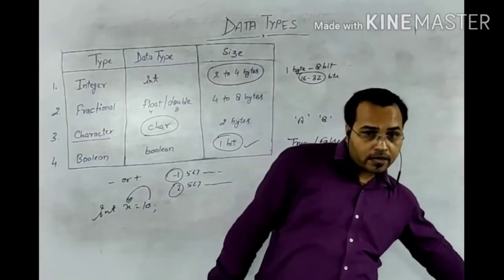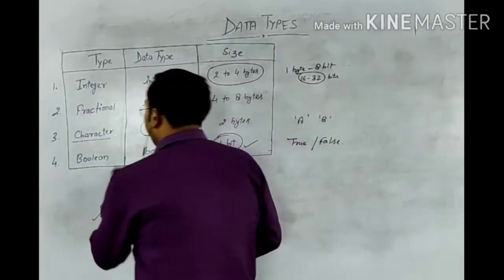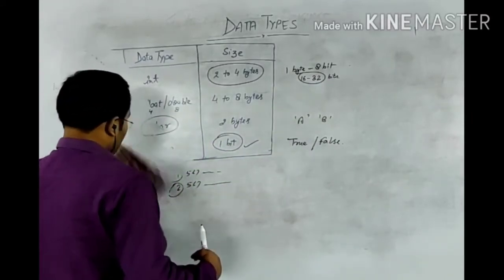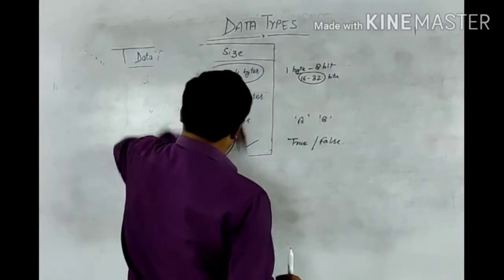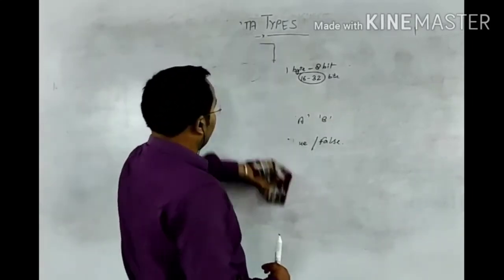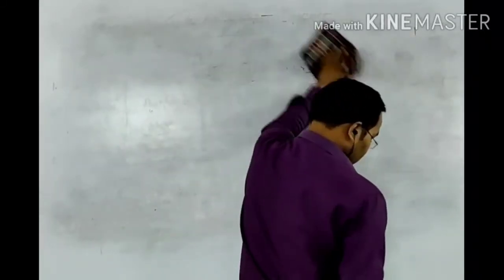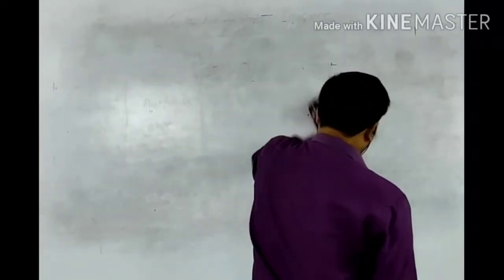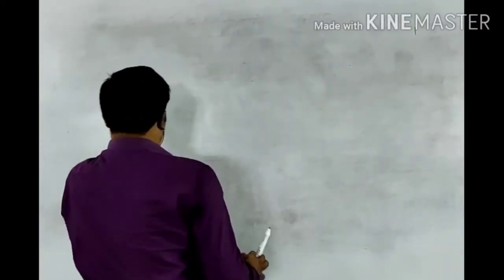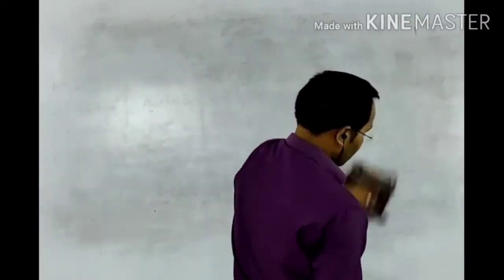Now the next topic is operators. There are different operators like arithmetical operator, then assignment operator, logical operator, relational operator, okay, and unary operator. These types of operators we are going to read in this class.